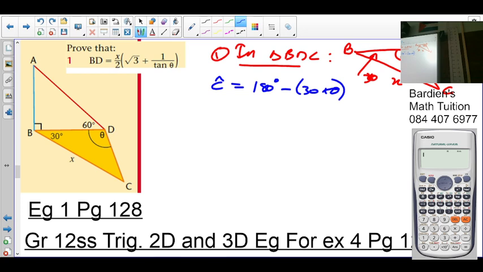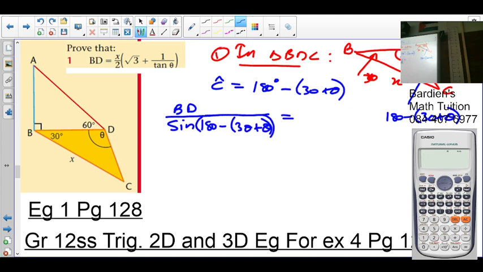Okay? So if you apply the sine rule, that angle there is 180 minus 30 plus theta. So that would simply be BD over sine of 180 minus 30 plus theta should be equal to x over sine theta.